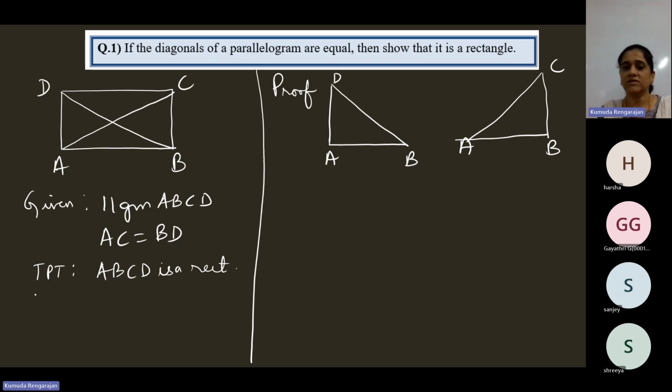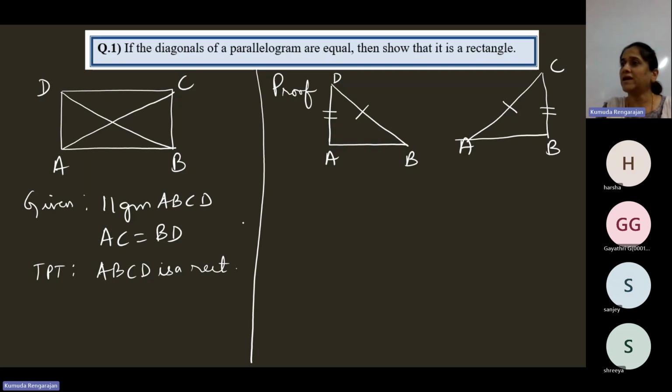Understand which two triangles? This triangle has the diagonal BD and this triangle has the diagonal AC. Now we know that the diagonals are equal. It's given to us that the diagonals are equal. So BD is equal to AC, given. We're going to show that these two triangles are congruent to each other. So BD is equal to AC, and then AD is equal to BC.